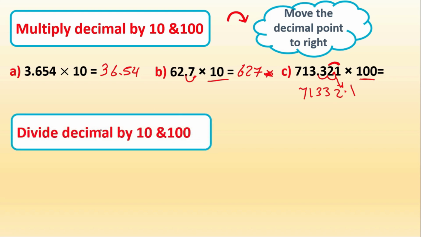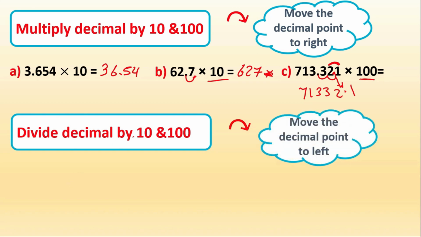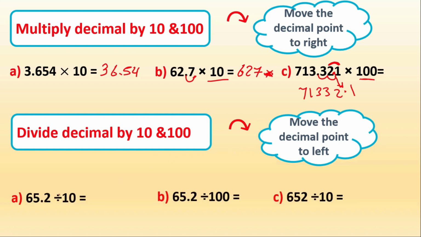Now, dividing decimals by 10 and 100. Also here we have an important note: move the decimal point to the left. For example, the number 65.2 divided by 10 means moving the decimal point one step to the left to become between 6 and 5. Then the number will be 6.52, 6 and 52 hundredths.